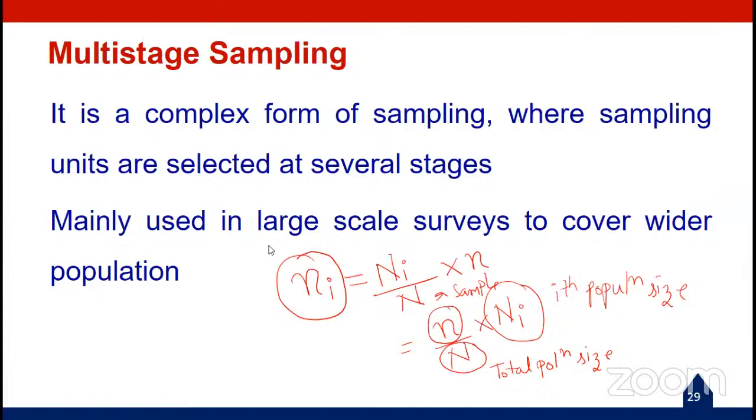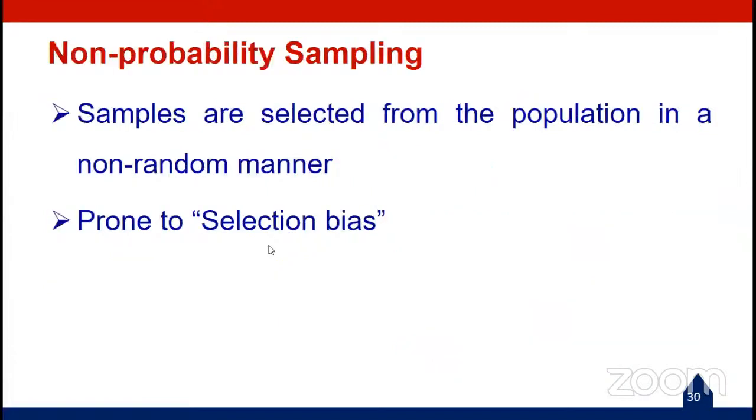So in general, the advantages of probability sampling methods are that they enhance the representativeness of the sample and they reduce the selection bias. In general, these are the advantages of the random or probability sampling methods. Next we will move on to the non-random or non-probability sampling methods.